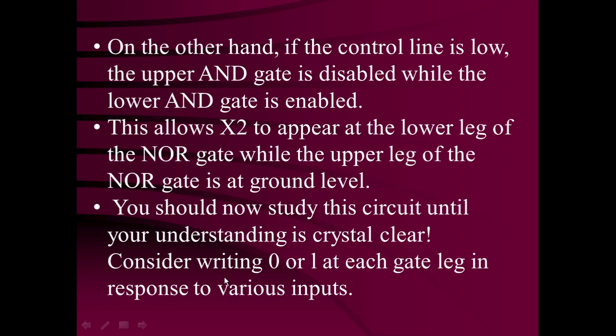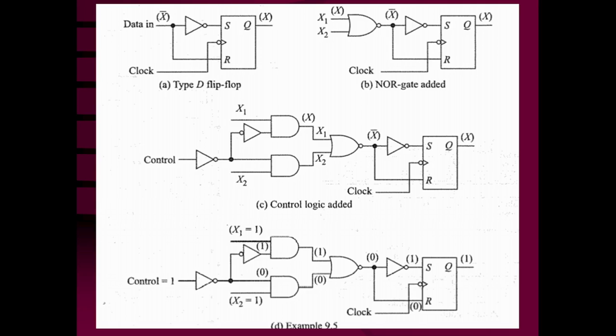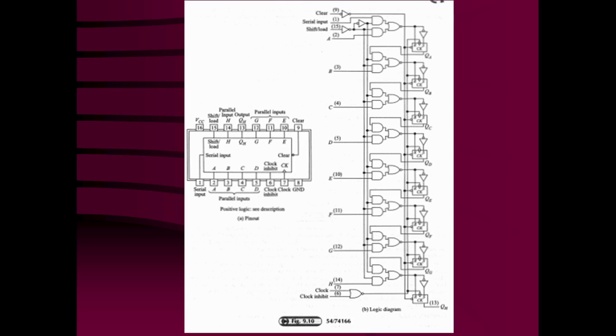If you want to see that circuitry, I'll show you here. See this one. This is a NOR gate. These are the two AND gates. Prior to these two AND gates, there are two inverters, and this input, which was known as the control signal, is now designated as shift load control.